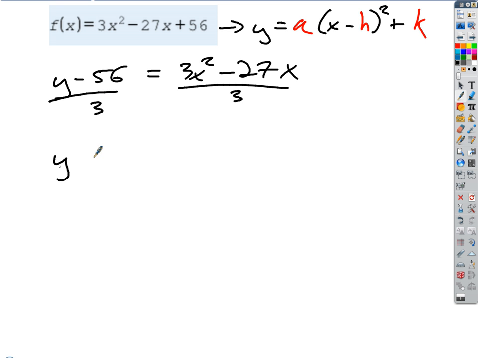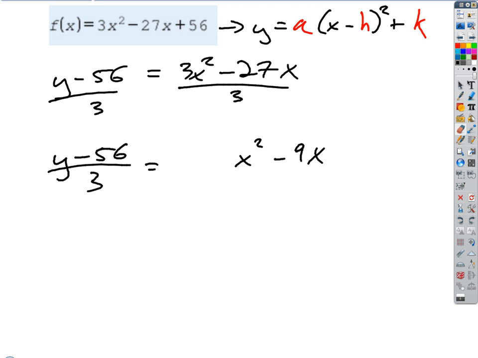So that gives us y minus 56 over 3. Do I need to simplify that? No, don't, because all I'm going to do is get y by itself eventually anyway, right? Equals on this side, if I divide both terms by 3, I get what? x squared minus 9x.